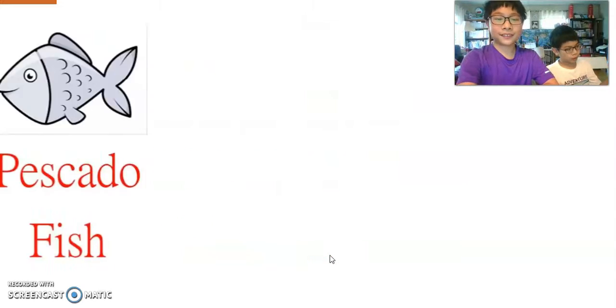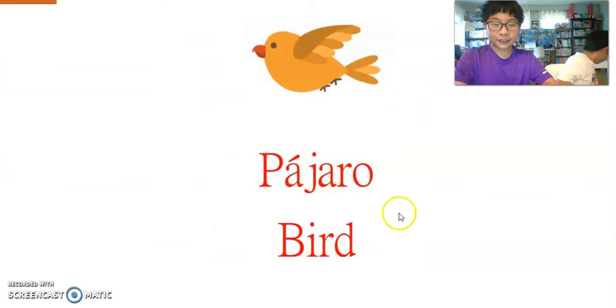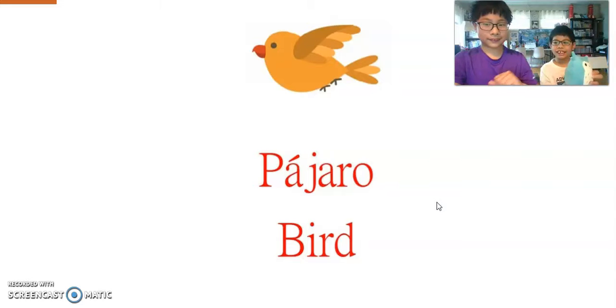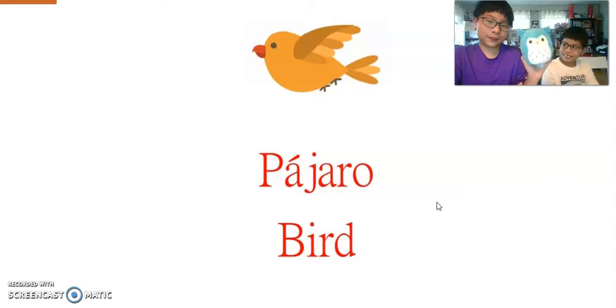Right. And then it's pájaro or bird. And in Chinese, that is niao. Hi. Like him. He's a bird. He's also an owl. In Chinese, that is mao tou ying. But you don't have to remember that. It's just for fun.